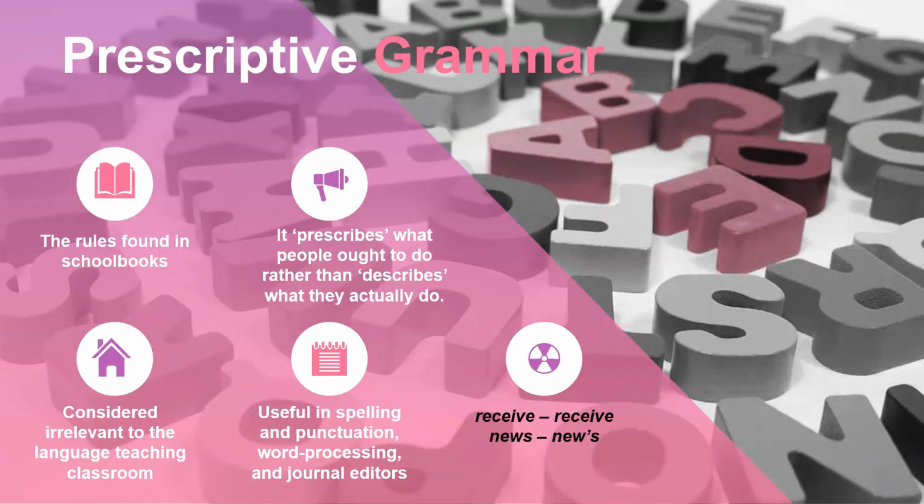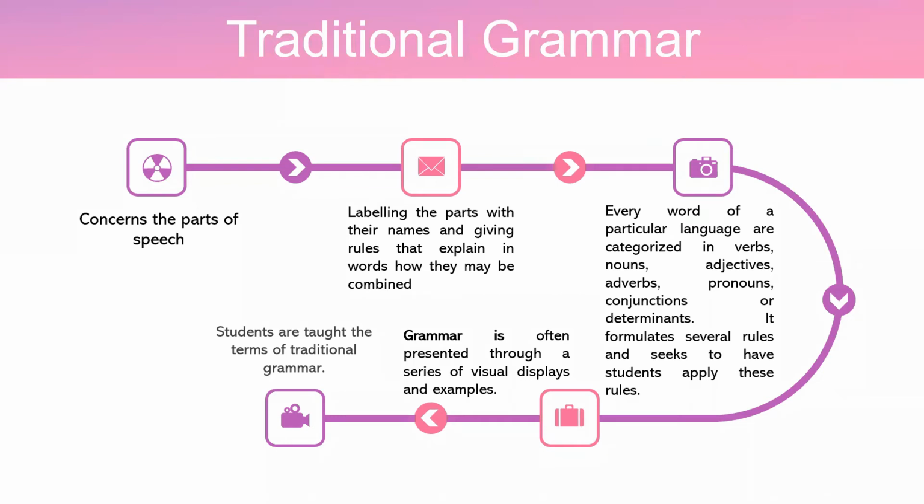One area where prescriptive grammar does still thrive is in spelling and punctuation. Another is word processing, which warns us if we commit a mistake. The third is journal editors. The second type is traditional grammar, which concerns the parts of speech.